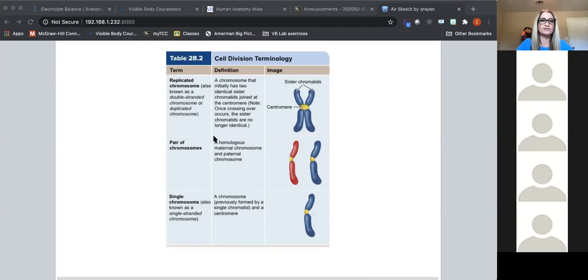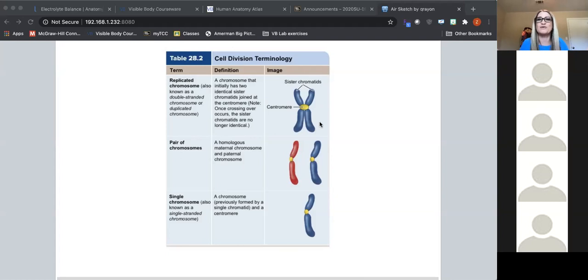When the first cell of the new organism is created, it comes from an egg cell and a sperm coming together, fusing together. The egg cell has one copy, or one set, of all the chromosomes, and the sperm cell has another copy of all the chromosomes, one set of chromosomes. So when these two cells come together, you have what we call a diploid cell that has two copies of each chromosome, okay?